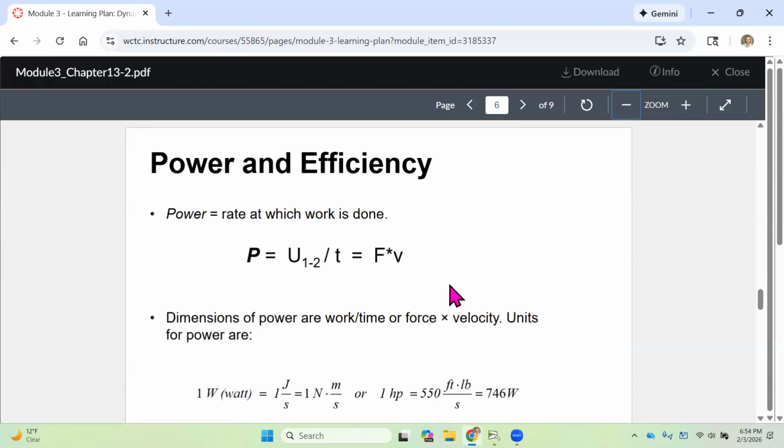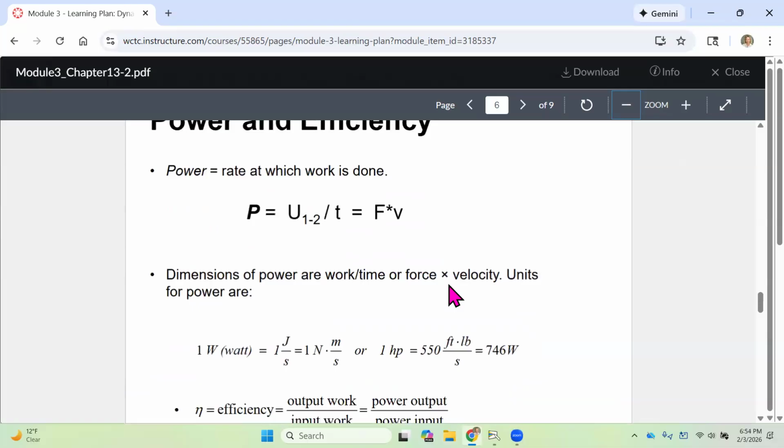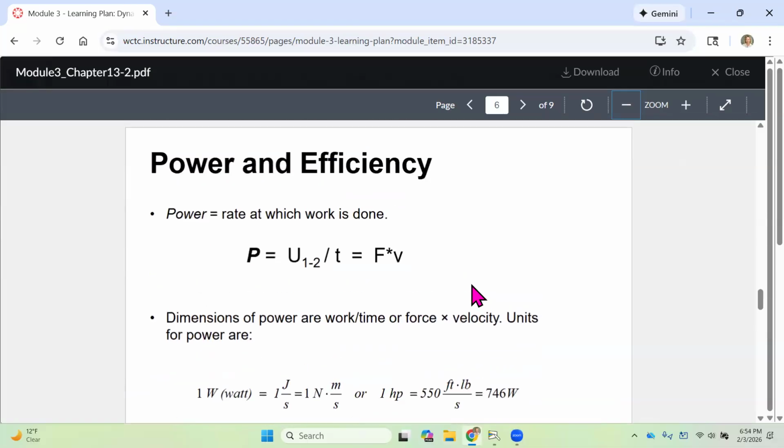Then the next slide here looks at power and efficiency.